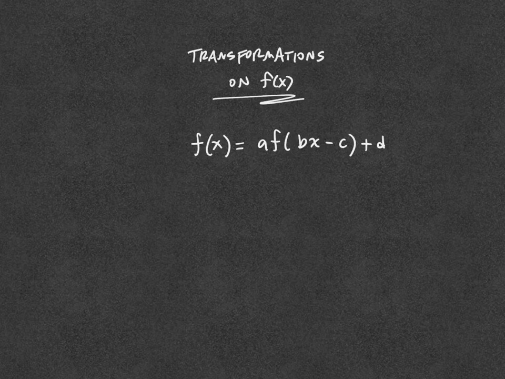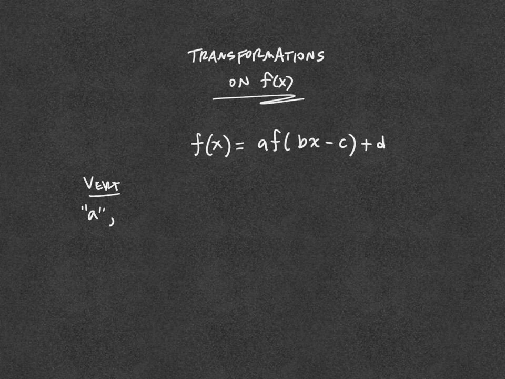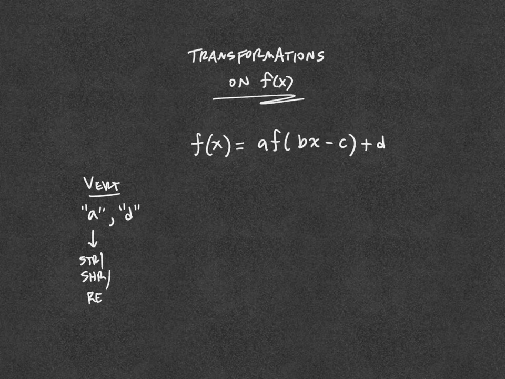My vertical transformations are going to be related to A and D. Any vertical transformations will be attained by working with A and with D. A obviously represents the stretch or the shrink or the reflection over the x-axis, and D represents a translation or a shift. So if D is less than 0, that's a shift down. If D is greater than 0, that's a shift up.